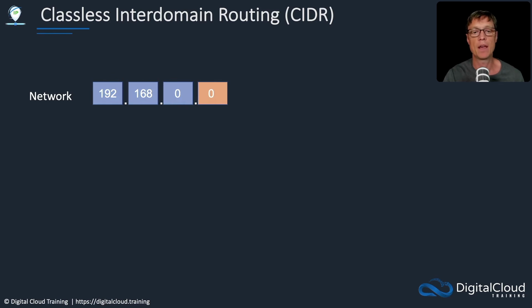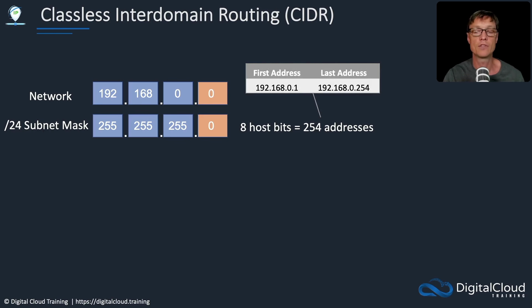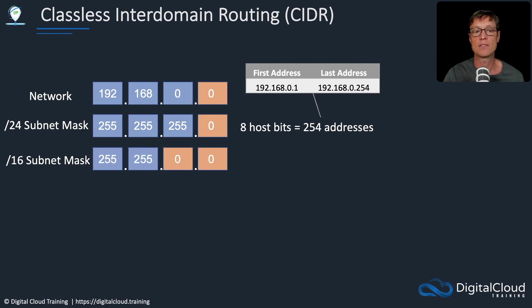Let's say we have this network here with a 24-bit subnet mask. We have 8 host bits and 254 possible addresses. The first address is .1, the last is .254. Pretty standard so far. We then have a 16-bit subnet mask. So with the same network, we're using a different subnet mask, a non-standard one in this case, because 192.168 is typically a Class C network. With a 16-bit subnet mask, we have 16 host bits and up to 65,534 addresses. And it looks like this.